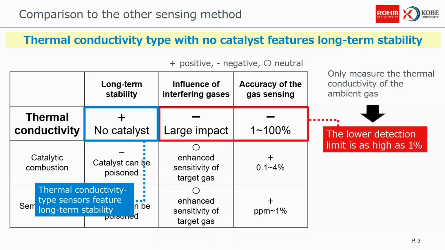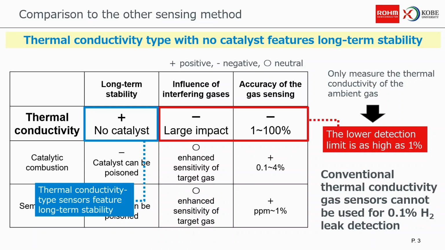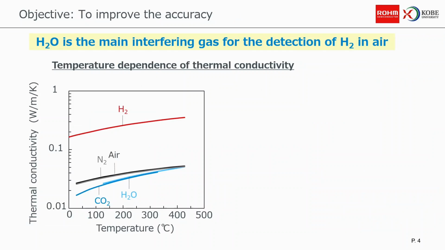On the other hand, the influence of interference gases is large because it only measures the thermal conductivity of the ambient gas. The lower detection limit is as high as 1%. So conventional thermal conductivity gas sensor cannot be used for 0.1% hydrogen leak detection. So our objective is to improve the accuracy.